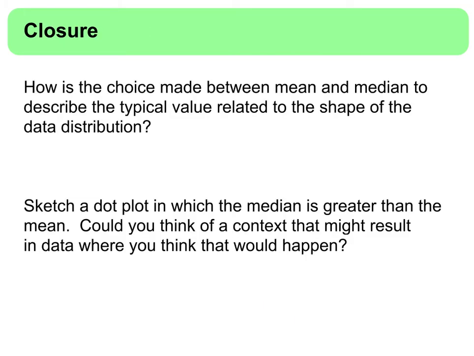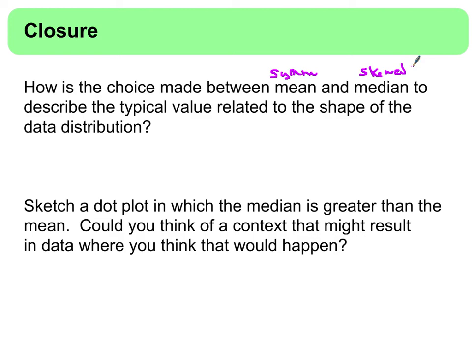So in closure, the class talked about how the choice was made between mean and median. We typically said that if it was the mean, we want to see data that is symmetrical, versus if we're using the median, we tend to use data that is skewed to describe the data distribution.